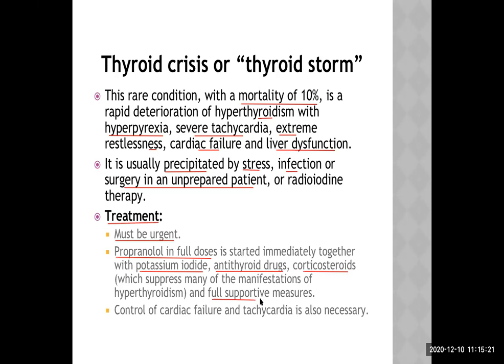And full supportive measures: give antipyretic drug to decrease the hyperpyrexia. Give a lot of IV fluid to the patient. If the patient is very sick, admit the patient in ICU. All these things should be done. So this is how we control thyroid crisis or thyroid storm. This is a very serious situation in a case of hyperthyroidism.